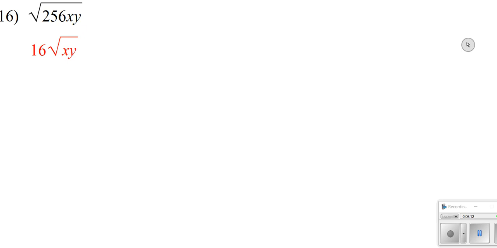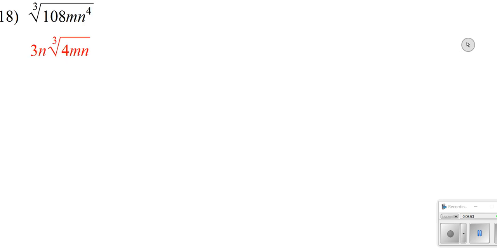Number 16. Square root again. So we have 256. You take the square root of that. Oh, cool, it's a perfect square. 16 times 16 is 256. So that 256 comes out and it becomes 16. The square root of xy: x and y are both raised to the first power, and the index on our root is 2. So they're already smaller. We can only take out 2 at a time, and we don't have to. So we have to leave them, and the answer is already up there.